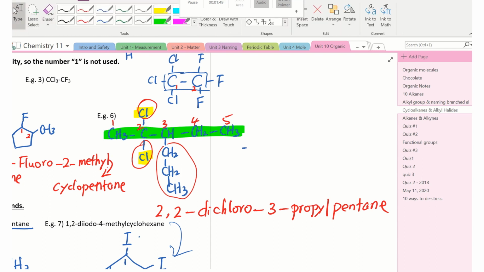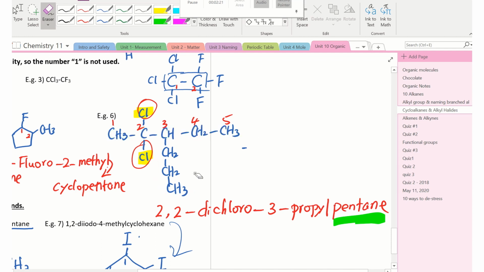And I actually did number 6 wrong. If you take a look at how I highlighted the parent chain, I highlighted 5 carbons in a straight chain as pentane here. But in fact, you can actually highlight an even longer parent chain. To deal with these giant molecules, sometimes you have to really look carefully to pick up what is considered the longest carbon chain.